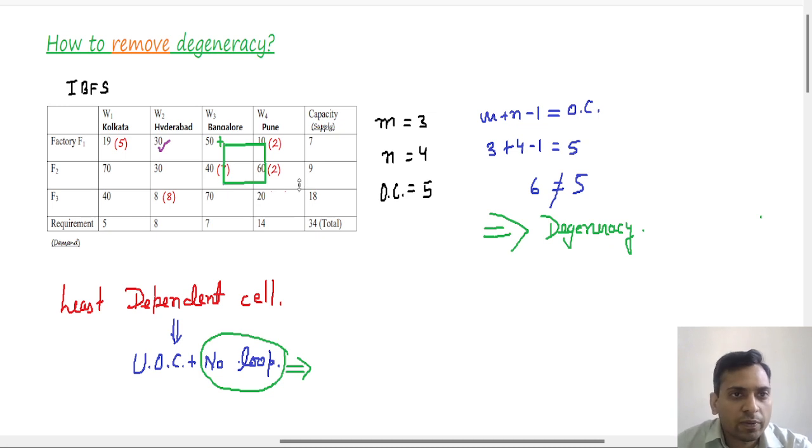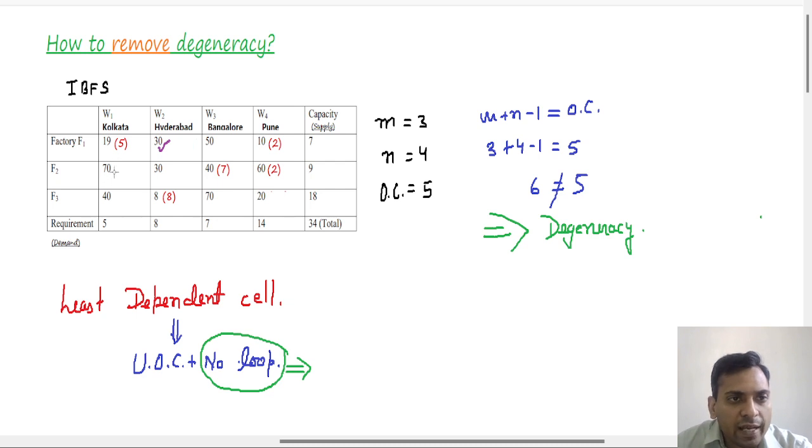This is a closed shape. And after that we can say this location is not dependent. This is independent. So we will not tick this block.